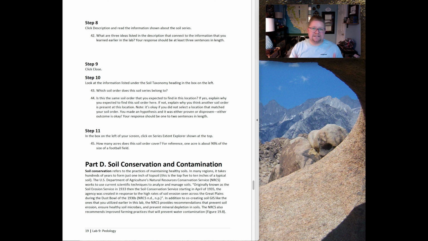So part D is the final portion of this lab, and it's looking at soil conservation and contamination. So really looking at the social and environmental impacts of soil, both natural and human-made. Now, soil conservation refers to the practice of maintaining healthy soils. In many regions, it takes hundreds of years to just form 1 inch of proper topsoil. The U.S. Department of Agriculture's Natural Resources Conservation Service works to use current scientific techniques to analyze and manage soils.